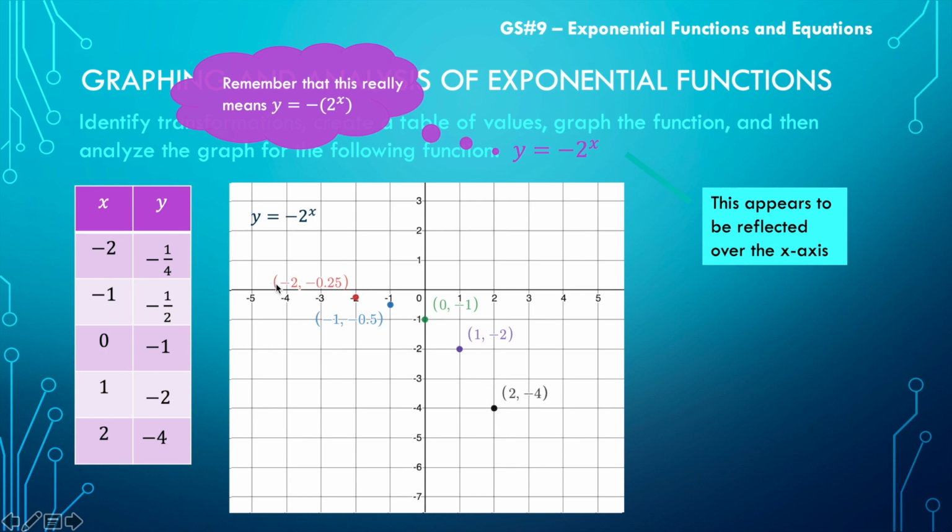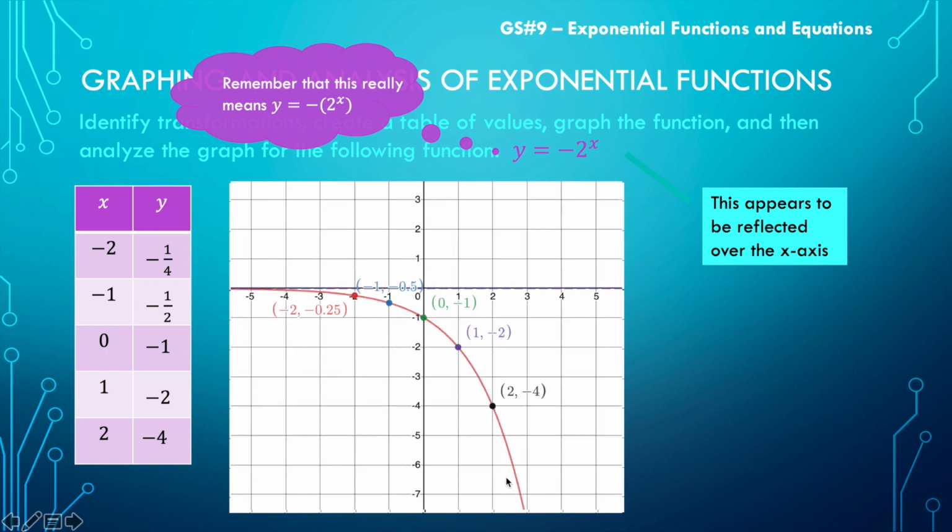Our parent function looked like this. Remember, it was traveling along the x-axis and then it shot up to the right. Here we're traveling along the x-axis and we're shooting down to the right. And when we sketch that curve, that's exactly what it looks like. So let's analyze this graph.